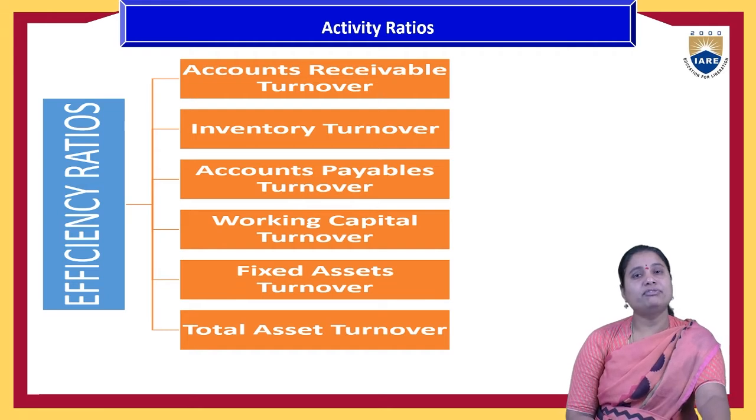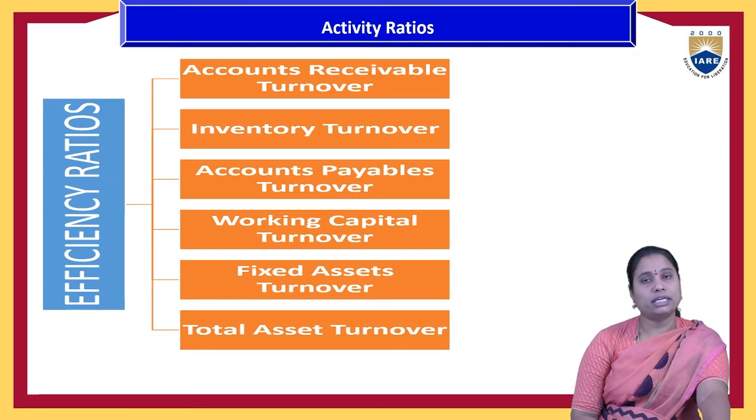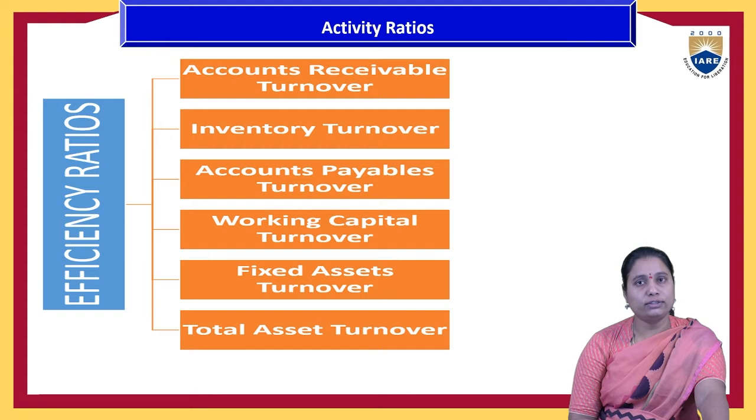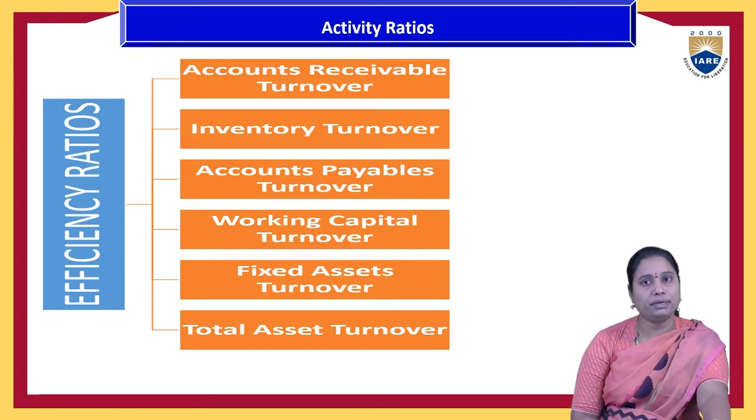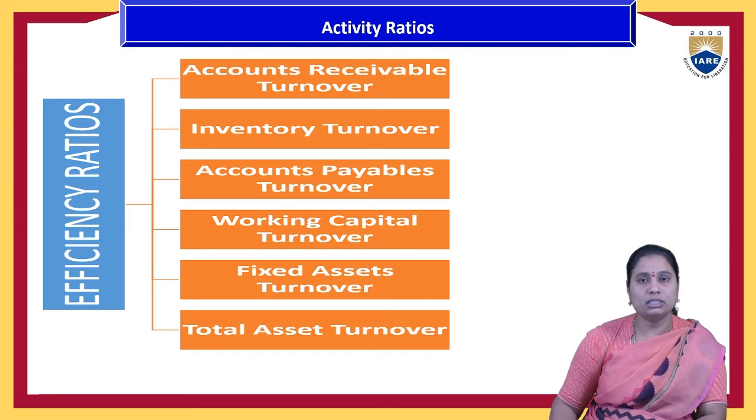These activity ratios are also called efficiency ratios, because efficiency leads to the best productional elements. They are categorized into accounts receivables turnover ratio, inventory ratio, accounts payables ratio, working capital turnover ratio, fixed assets turnover ratio, and total assets turnover ratio. These are all the subcategories of the activity ratios. We will see each and every one of these activity ratios.